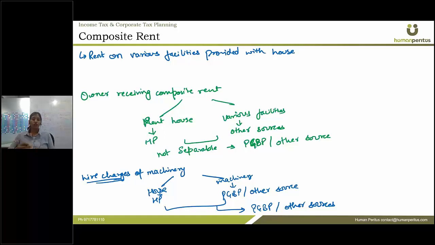Okay, so first we have to see if it is separable or not. If it is separable, then we divide it accordingly, into house property and other sources or PGBP, whatever the case is. And if it is not separable, then we conclude the entire income as PGBP or other sources. Is this clear? All right.